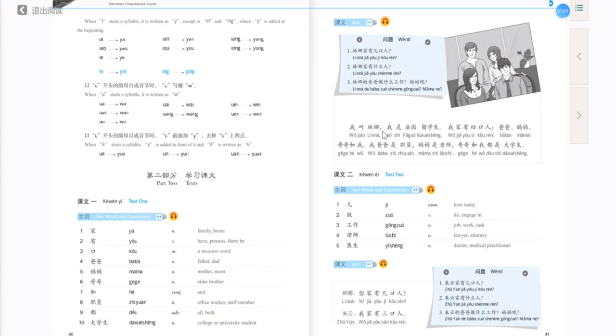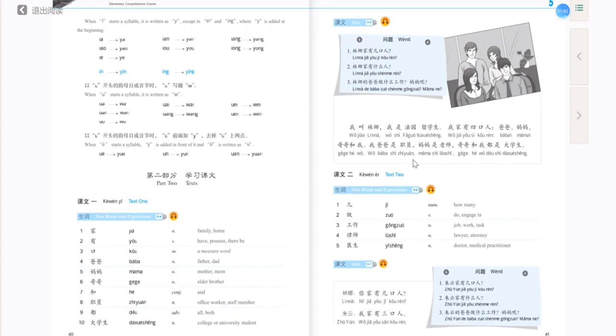我叫琳娜, My name is 琳娜。我是法国留学生, I am a French international student. 我家有4口人, There are 4 people in my family. 爸爸妈妈哥哥和我, My dad, my mom, my elder brother and I. 我爸爸是职员, My dad is an office worker. 妈妈是老师, My mom is a teacher. 哥哥和我都是大学生, My elder brother and I, we are both college students.